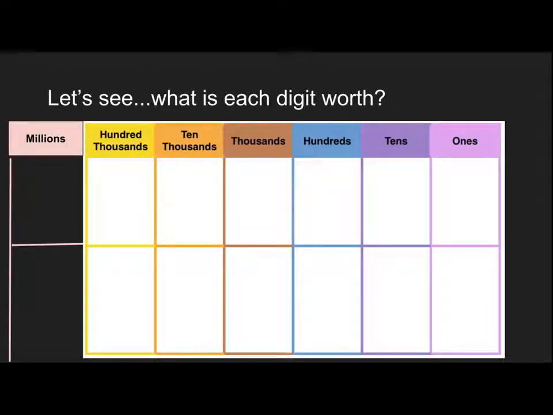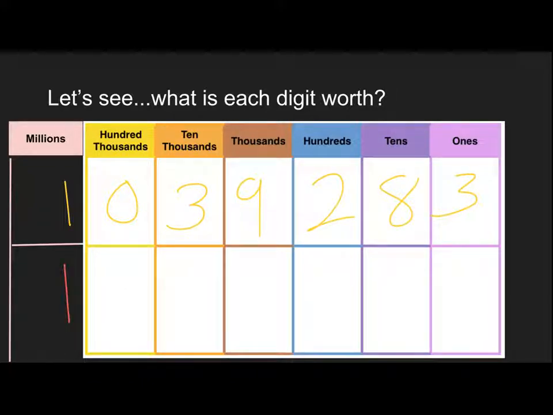All right. Well, I love to use a place value chart when I am comparing numbers, and this has really helped me think about which number has the greater value. So our first number was 1,039,283, and our second number was 1,384,711.